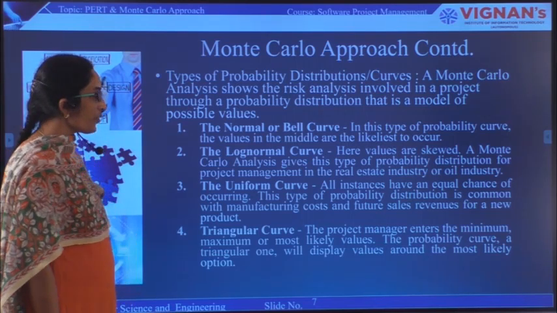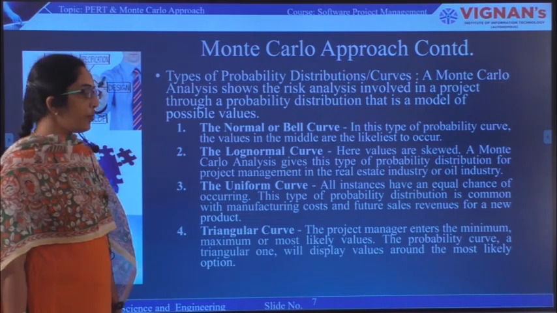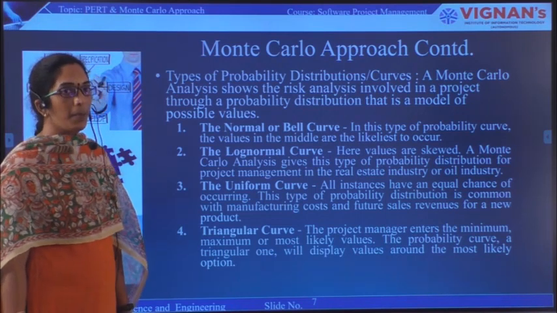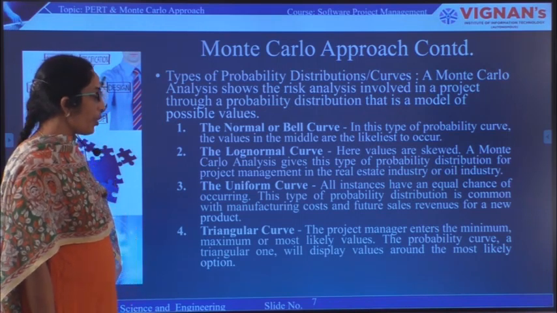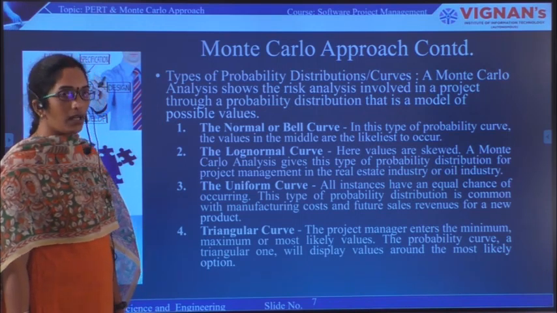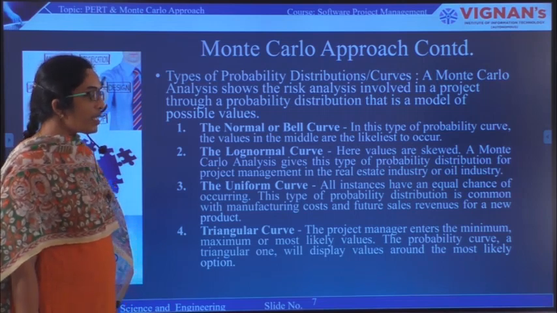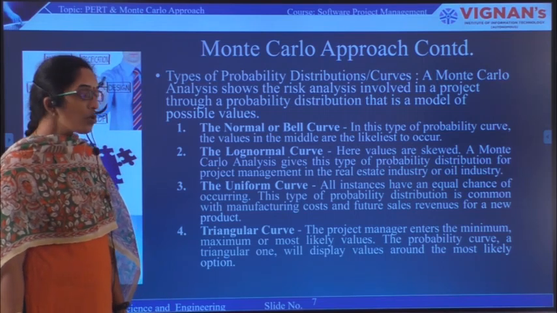The last one is the triangular curve. In this, the project manager enters the minimum, maximum, and most likely values. The probability curve will give you a triangular shape, which displays the values that are most likely to occur.